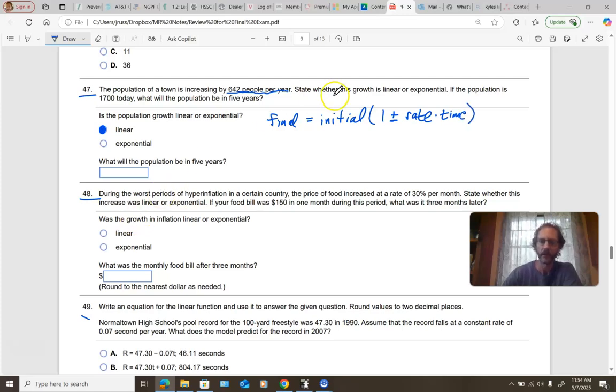Okay. So if we plug in here, the initial population is 1,700 times 1 plus the rate. Wait, am I doing this right? No, this is not quite right, guys. Hold on just a minute. We don't actually need this part right there. Okay. Yeah. We just need, because this is linear, it's the initial plus or minus, depending on whether it's growth or decay, the rate times time.